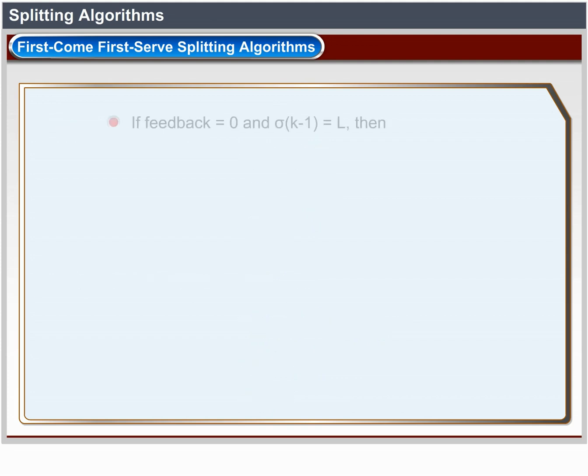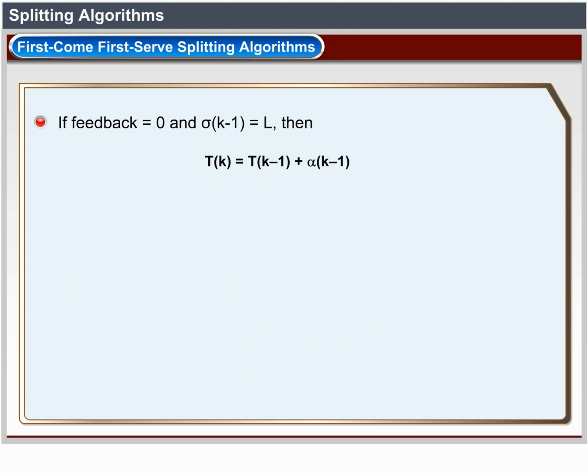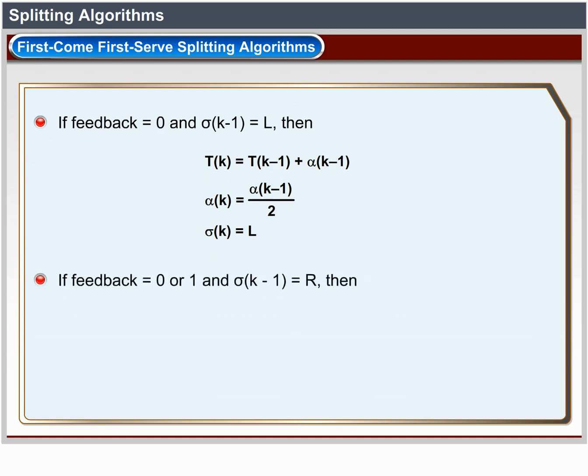If feedback is equal to 0 and sigma of k-1 is equal to L, then T of k is equal to T of k-1 plus alpha of k-1, alpha of k is equal to alpha of k-1 divided by 2, and sigma of k is equal to L. If feedback is equal to 0 or 1 and sigma of k-1 is equal to R, then T of k is equal to T of k-1 plus alpha of k-1, alpha of k is equal to the minimum of alpha naught and k minus T of k, and sigma of k is equal to R.